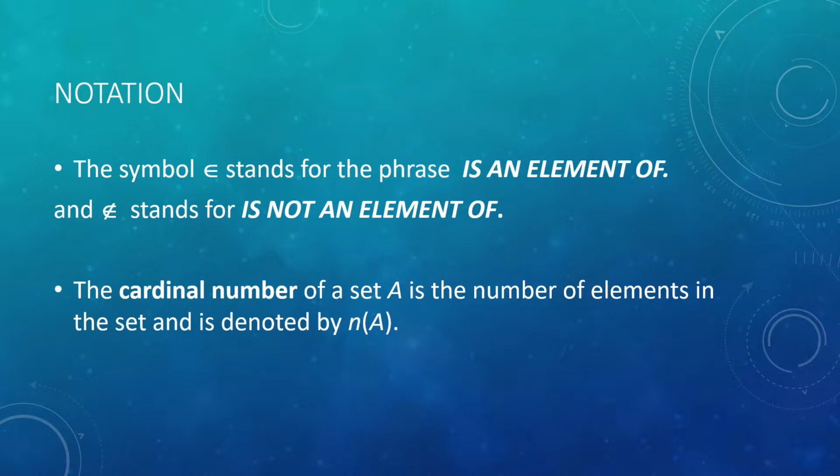All right, a couple more notation things we need to go over. Here we have this little symbol. It looks kind of like an E. So this symbol stands for the phrase "is an element of." And if you see that little E with a line through it, that stands for "is not an element of."